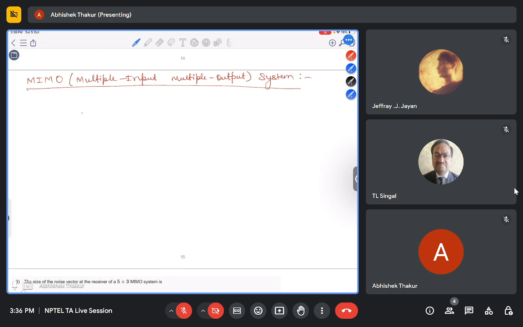So basically, let's suppose this is the transmitter side. There will be multiple transmit antennas this time, and multiple receive antennas as well. There can be different variations of MIMO, like multiple transmit single receive, or sometimes a single transmit multiple receive. So these are various variations of MIMO system.